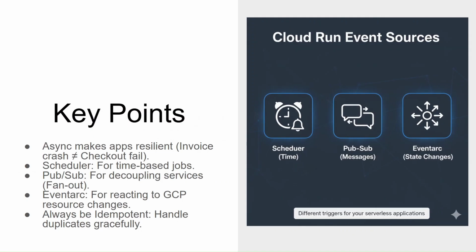Now, these are some of the key points you should look at. Asynchronous processing makes your apps resilient, right? This makes sure that if some part of your process crashes, the other part of your process can still continue. You can use Scheduler when you want to run some operation at a certain point in time. And Scheduler is normally used when you want those operations repeated.